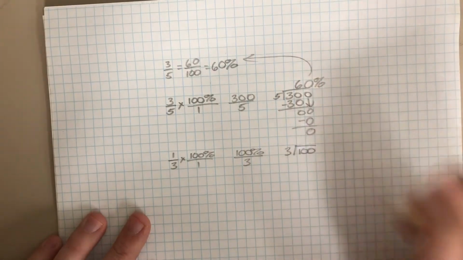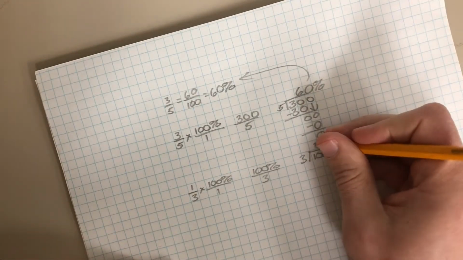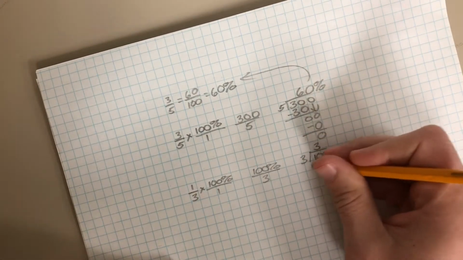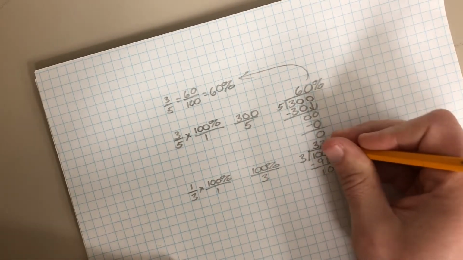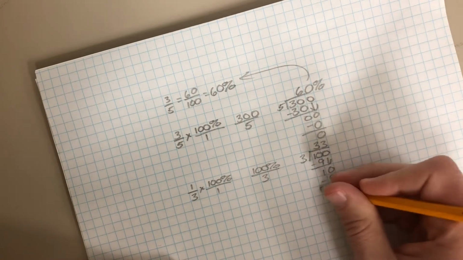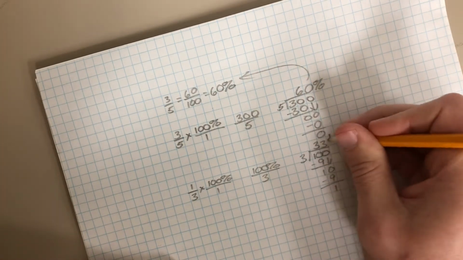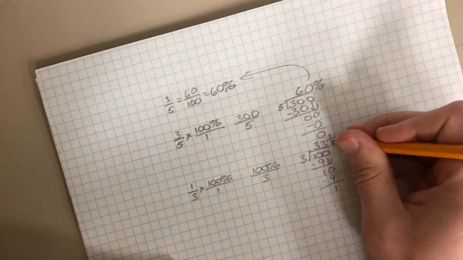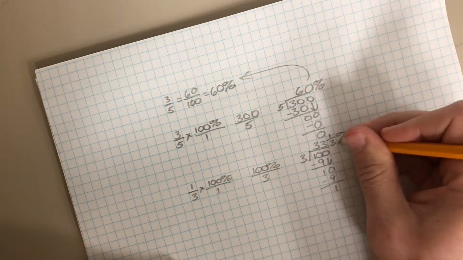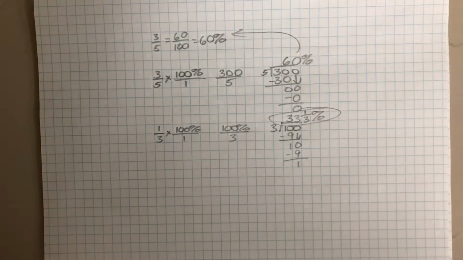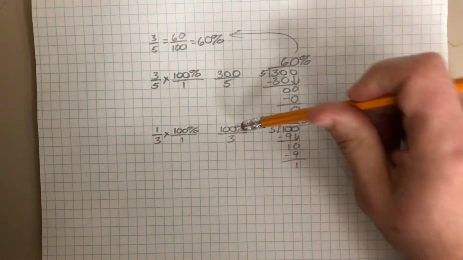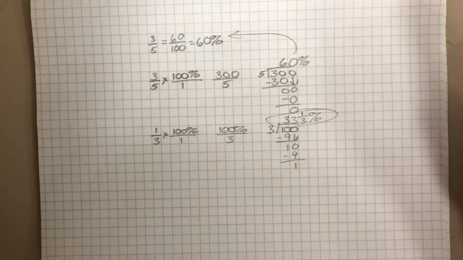3 goes into 10 3 times. 3 times 3 is 9. Subtract, I get 1. Bring down the 0. 3 goes into 10, 3 times. 3 times 3 is 9. Subtract, I get 1. And I can put that 1 over the 3, and it is 33 1/3%.